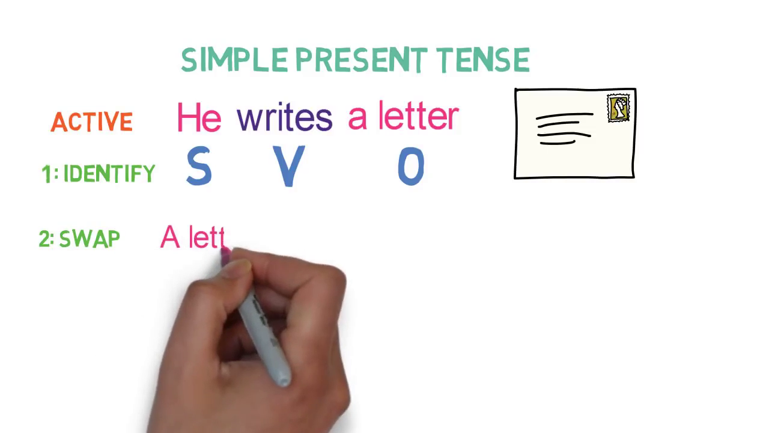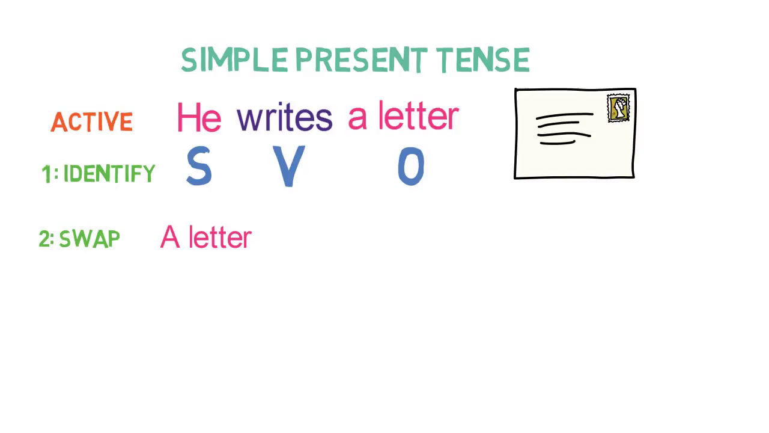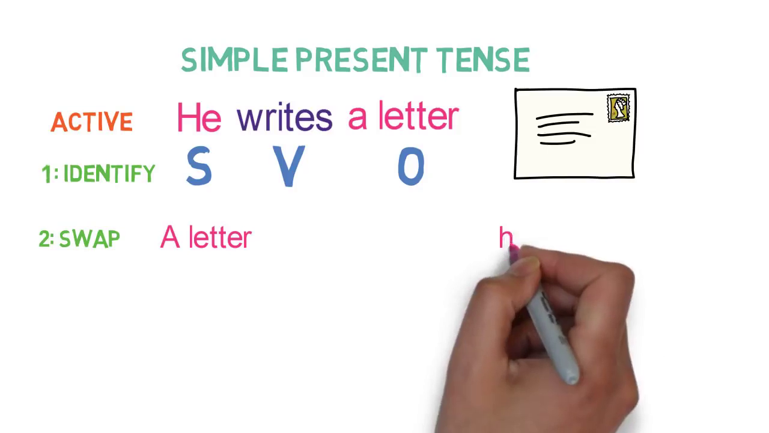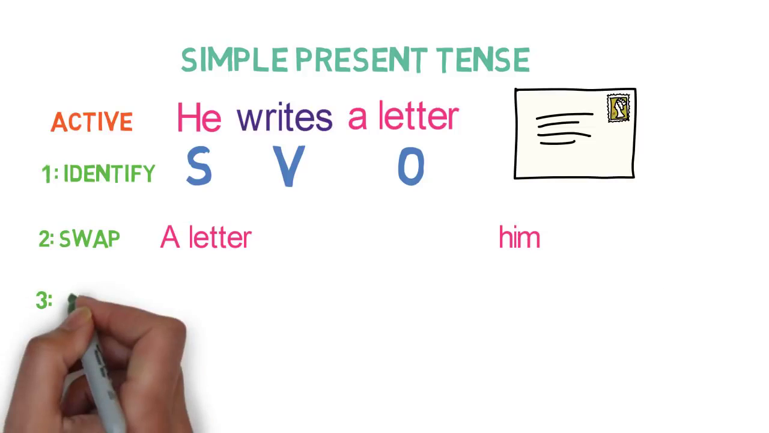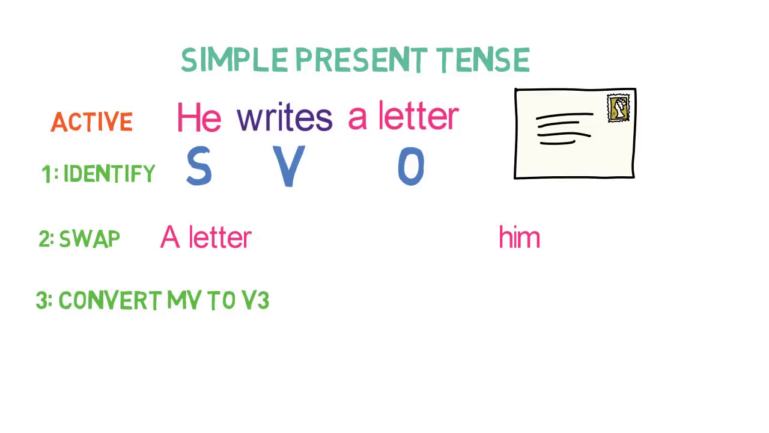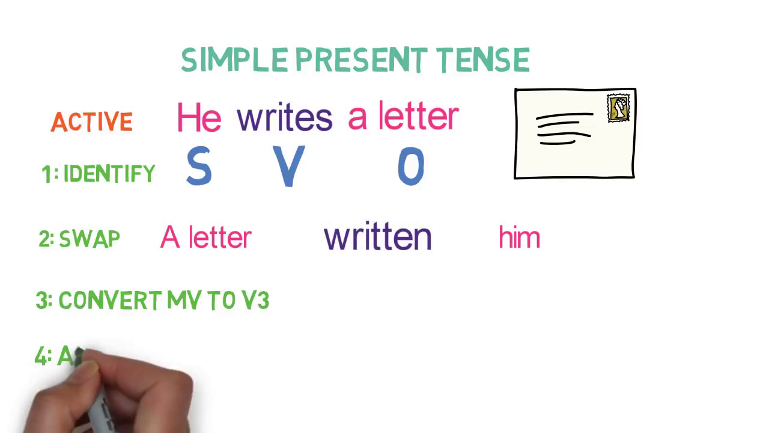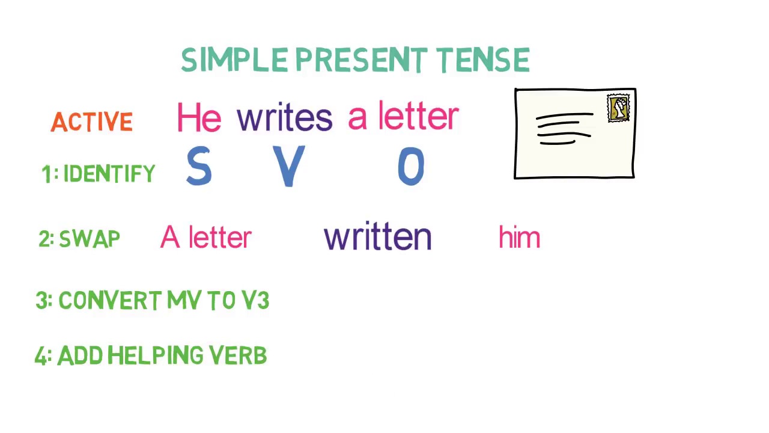So, a letter will come at the first place and he will be turned into him and positioned last where the object was. In step 3, we need to convert the main verb to the third form. So, it will be written. In step 4, we need to add a helping verb. So, it will be is written as it is simple present tense.